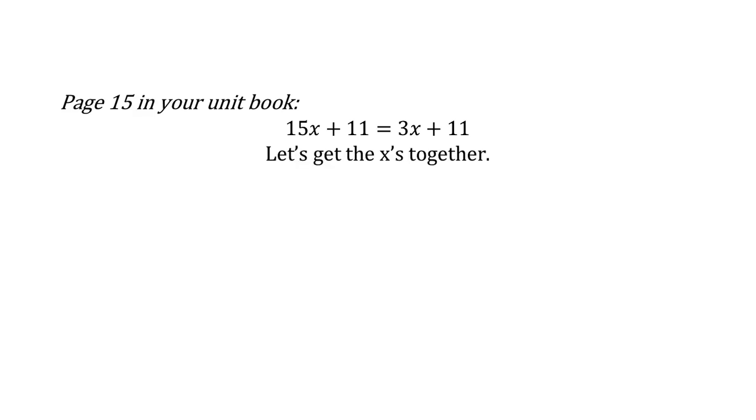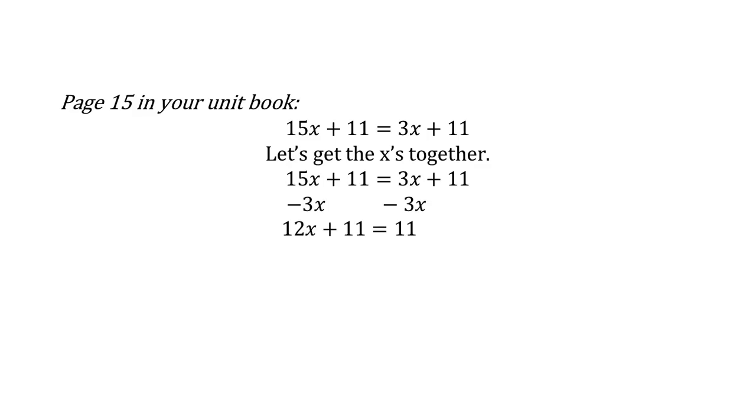Let's try another example. This one is one that you should fill in. If you go to page 15 in your unit book, one of the examples that you do need to show is completed when you're handing in your book. Go to page 15, see this example here. We've got 15x plus 11 equals 3x plus 11. Again, your spidey senses might be telling you maybe this is infinite solutions or something. Let's just use regular principles of solving equations to see where it takes us. We've got to get the x's together. Let's subtract 3x from both sides to do that.